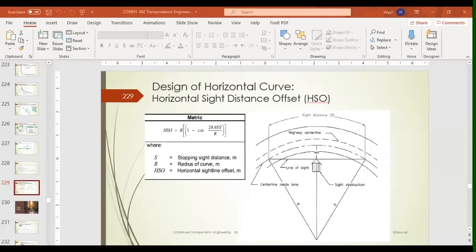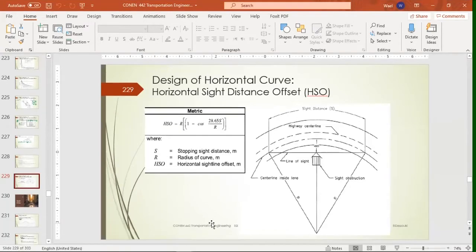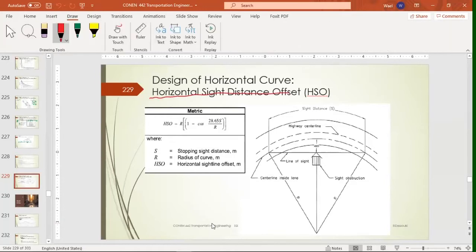Okay, today inshallah we are going to be covering the last point in the horizontal curve design, which is the horizontal side distance offset. What do we mean by the horizontal side distance offset?